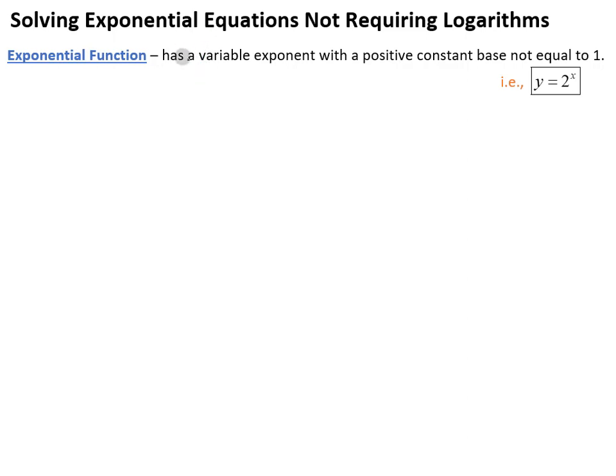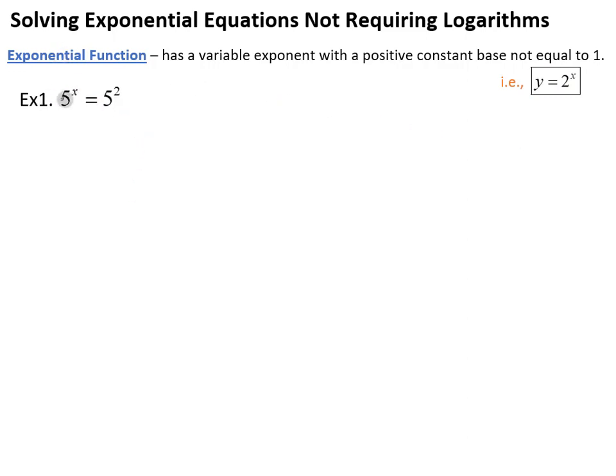Well, particularly it's going to have a variable exponent. So the exponent will be our variable x, and it will have a positive constant base, so not another variable, a positive value that is not equal to 1. This is usually the parent function of exponentials because 2 is our first nice positive integer that is not equal to 1. So that's an example of an exponential function. We'll look at graphs of those later on in the chapter.